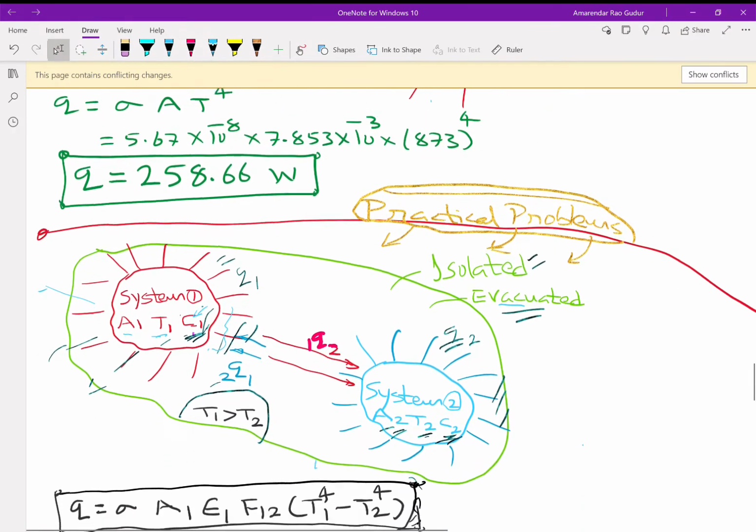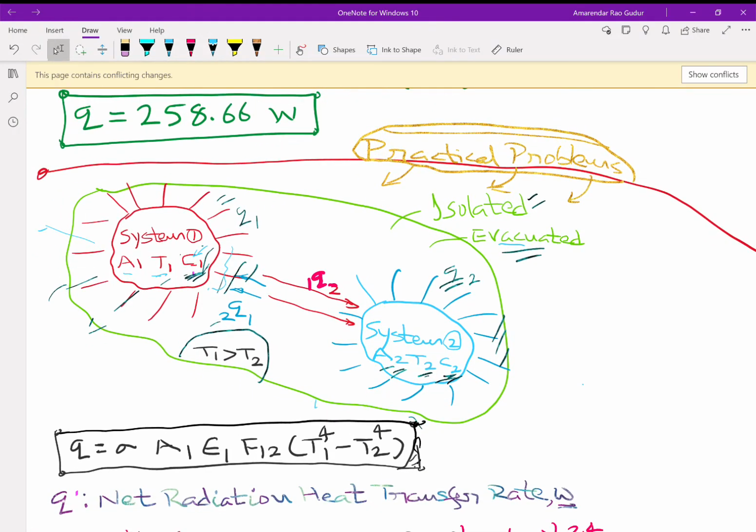These are the practical problems we are going to have in radiation. We are going to have two systems of areas A1 and A2, temperatures T1 and T2, colors C1 and C2. System 1, because of its temperature T1 and area A1, will be able to emit radiation in all directions, out of which only a part of it will be able to reach system 2, that is Q12. At the same time, system 2 has its own potential of radiating energy. Out of all that, only a part of it will go to system 1, that is Q21.